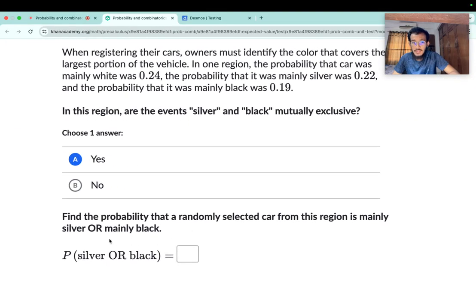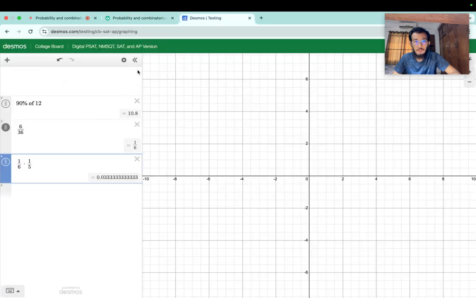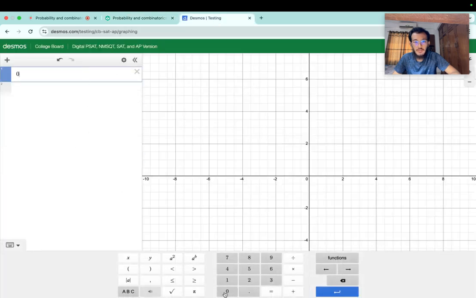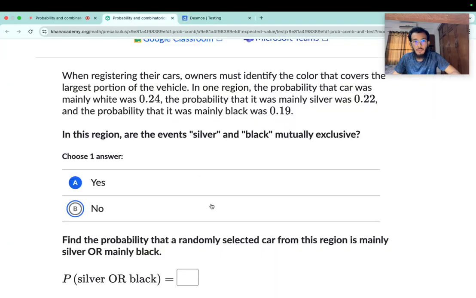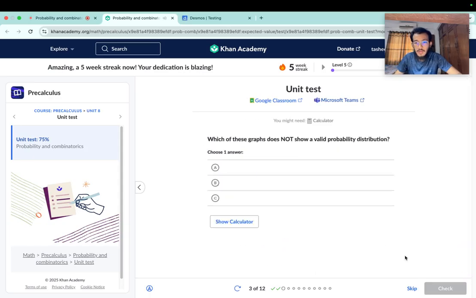What is the probability that a randomly selected car from this region is mainly silver or mainly black? Well, that is the summation of silver 0.22 and black 0.19. We don't care about white. So 0.22 plus 0.19 is 0.41. So 0.41 should be our answer. Let's see. There we go.